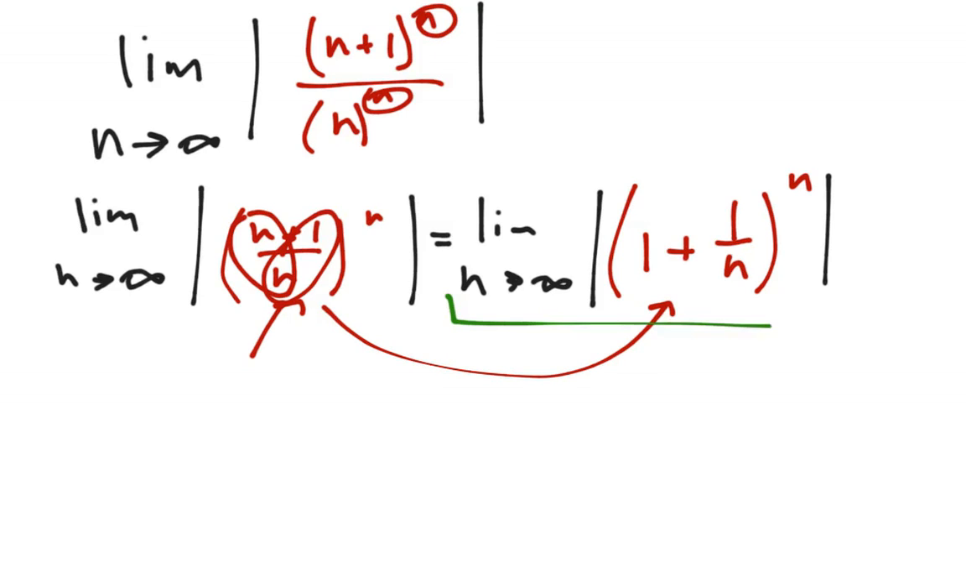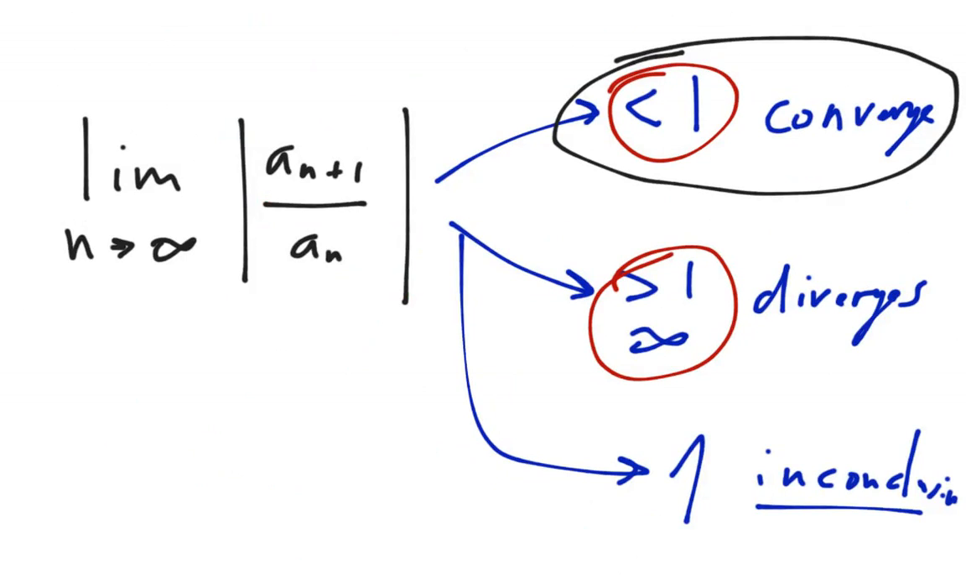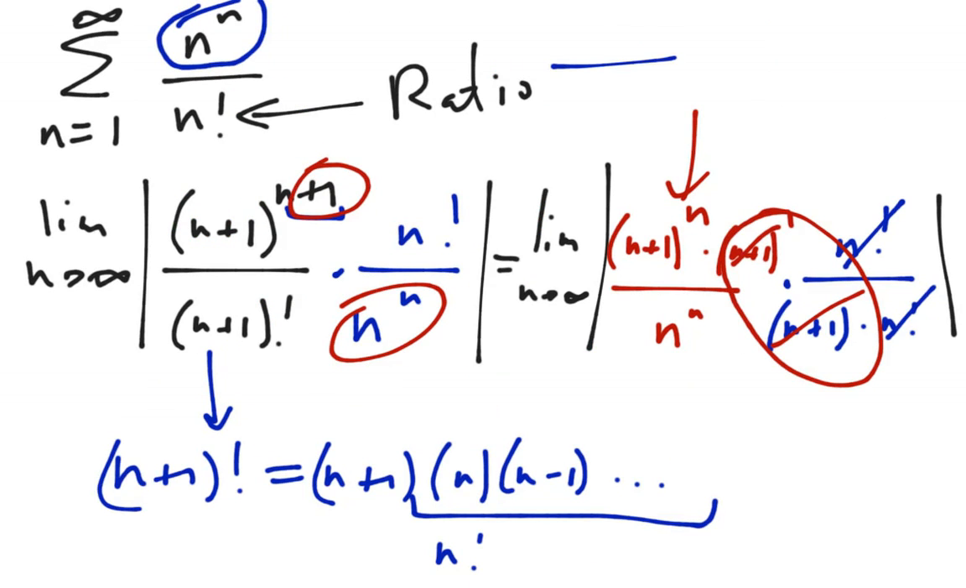This is a limit that we have seen before. If you don't recognize what it is, go back and rewatch the L'Hopital's rule video. But this ends up being e to the first. Okay, it is e. And then using the ratio test, we can use the results of this to say, hey, e is bigger than 1, therefore this original series diverges.